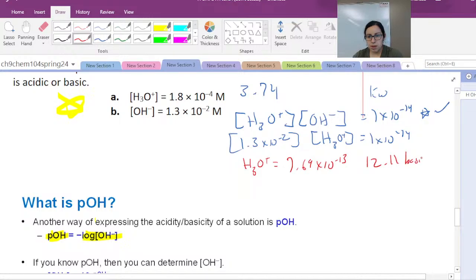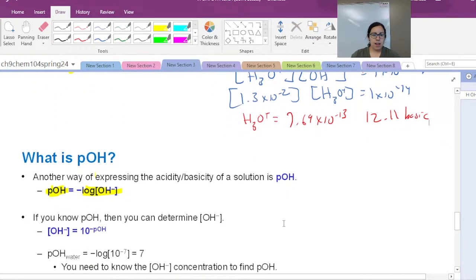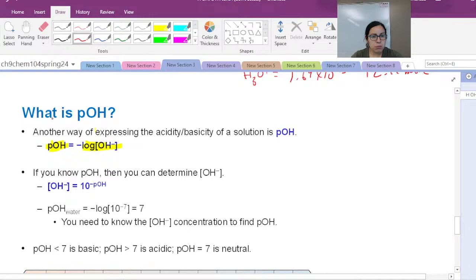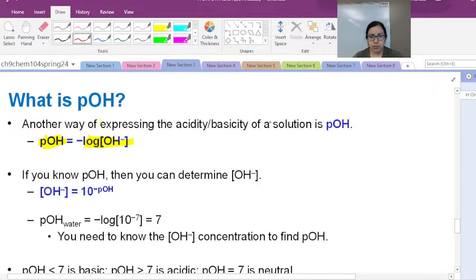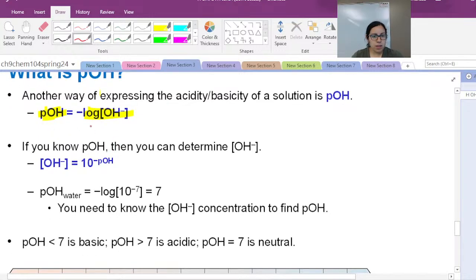So yes, this would be basic. But let's continue on with this kind of thought. This is one method, and I kind of gave a little hint: what is pOH? We can express our pOH in terms of hydroxide instead of hydronium. If we have our hydroxide concentration, we can get our pOH, or vice versa. We can go from pOH back to hydroxide.